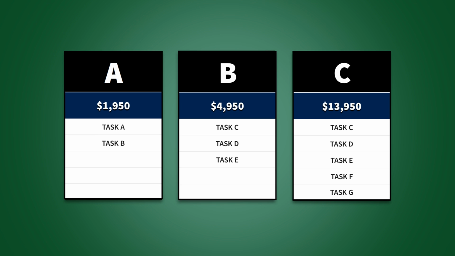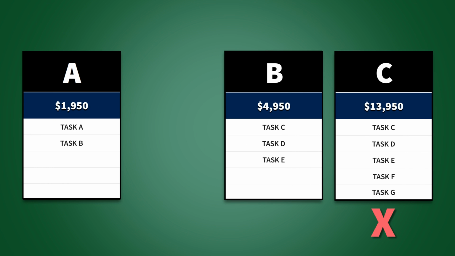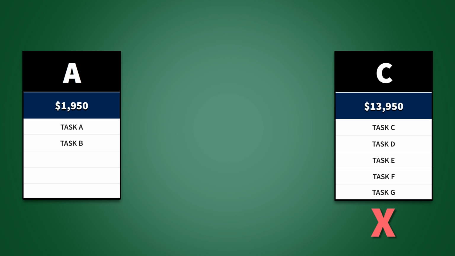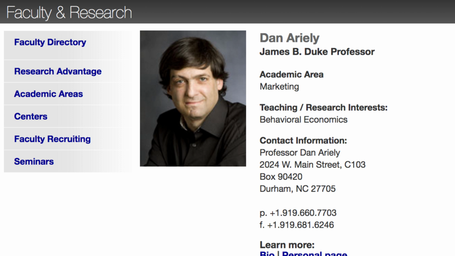However, because Plan C is similar to Plan B, yet worse in regards to the overall value, people perceive Plan B as the clear winner. So they're naturally guided toward that option. And there's a lot of research from Professor Dan Ariely to support this behavior.